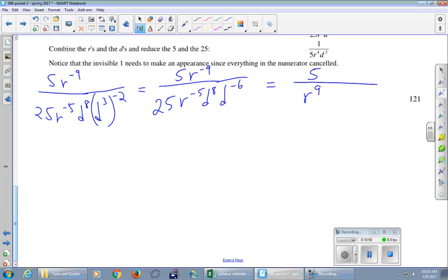Okay, I've got nothing else upstairs, so we move downstairs, and we're just going to take each factor one at a time and put it where it belongs. 25, it has no reason to move. Put it right there. R to the -5, stay or move? Move, it's negative. So we move it. It used to be downstairs, it goes upstairs and becomes positive exponent.